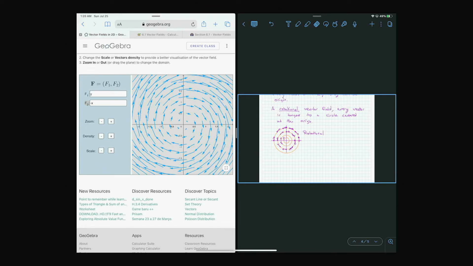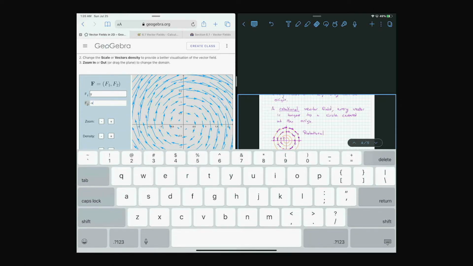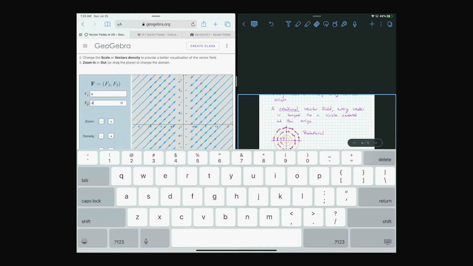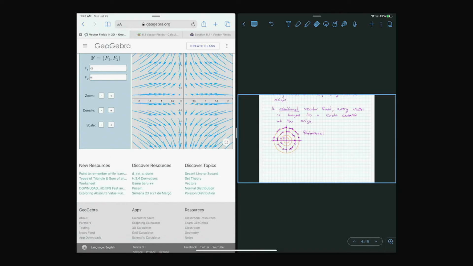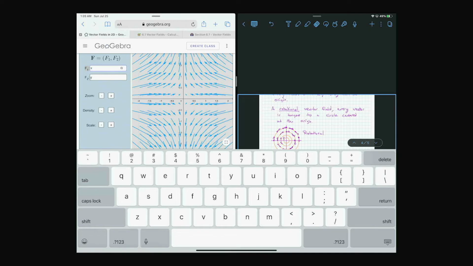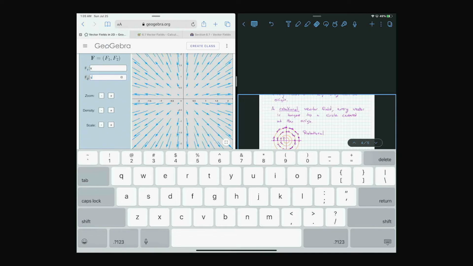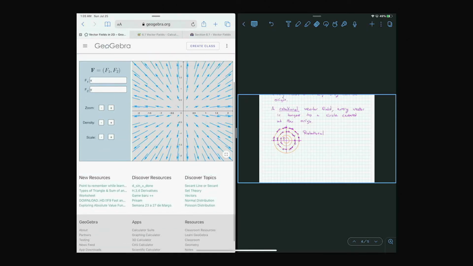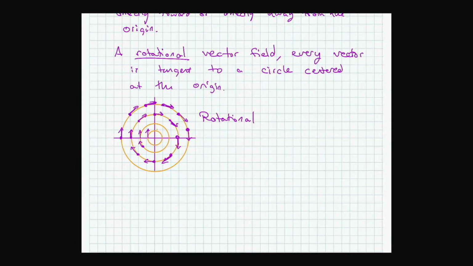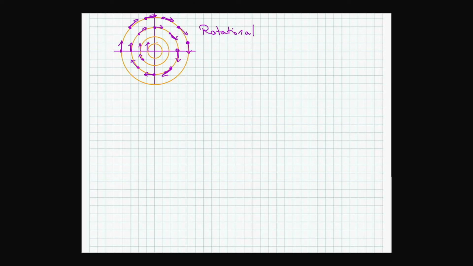It's kind of funny though. If you make the first function y and the second one x, then you get rotational. And then if you switch them, x and y, well, you do positive x and y, then you get radial. So anyway, interesting, I think. But doesn't really matter. That's how you plot them.